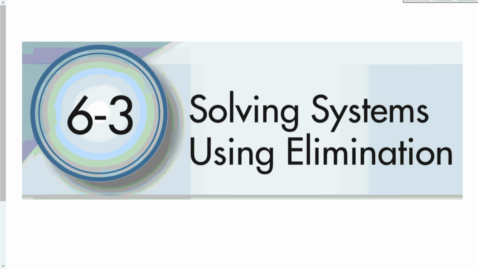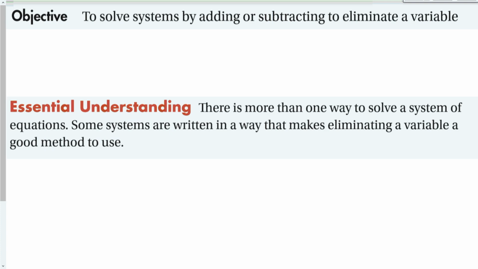6-3, solving systems of equations using elimination. So our objective is to solve systems by adding or subtracting to eliminate a variable. And our essential understanding is that there's more than one way to solve a system of equations. Some systems are written in a way that makes eliminating a variable a good method to use.